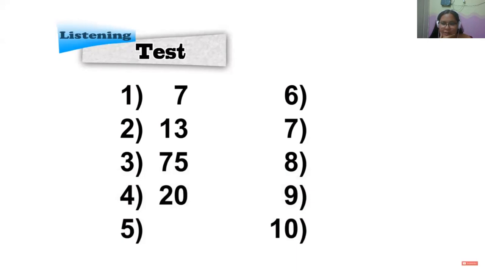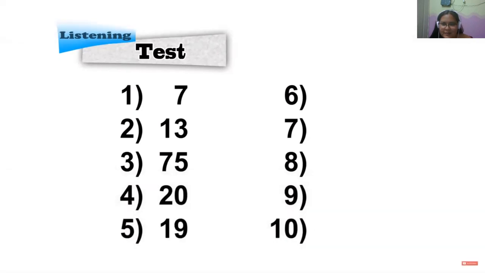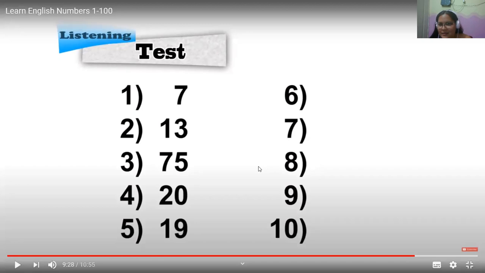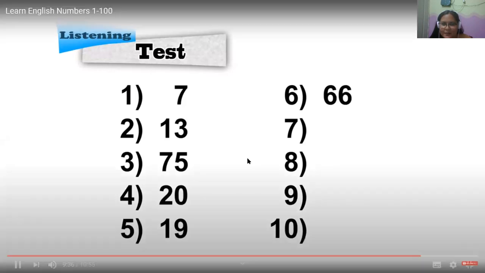You can say 20 five, or 20. Number five, 19. Okay. He repeats just two times. 19. Okay. Looks like this. And number six. Next. 66. Okay, so this is 66.